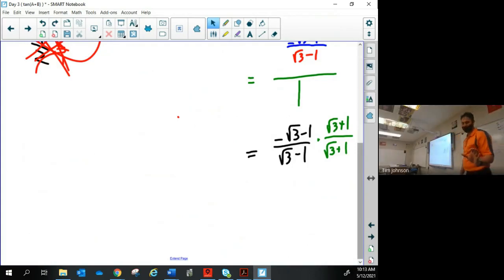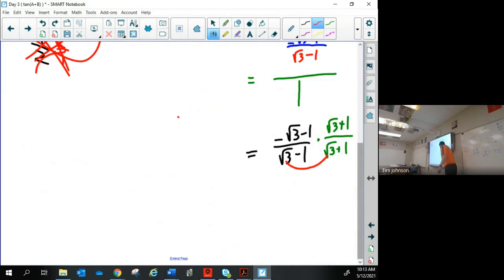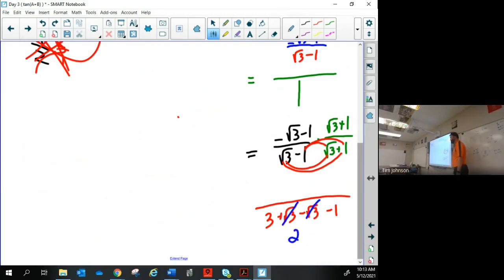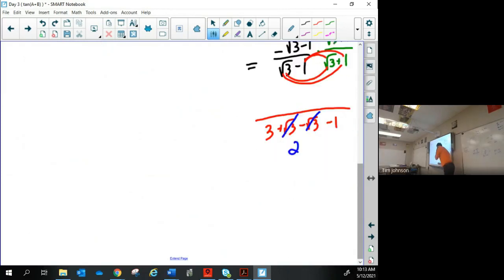But I hope not, because this is the practice of these algebra 2 skills that you have to get better at. Square root of 3 times square root of 3 is 3. Square root of 3 times 1 is the square root of 3. Negative 1 times square root of 3 is negative square root of 3. Negative 1 times positive 1 is negative 1. We did all of that so these radicals would cancel, and all I have left down here is 2, which is 3 minus 1. So the great thing is, I have a 2 in the denominator right now.